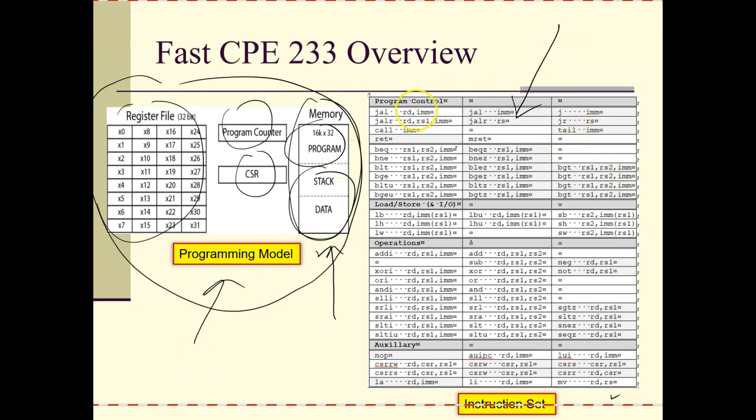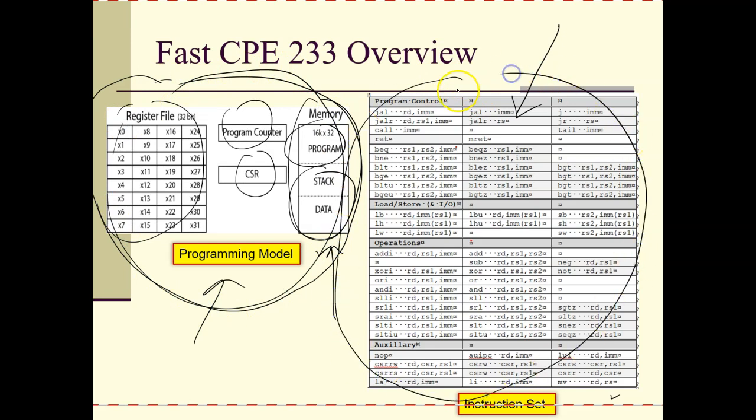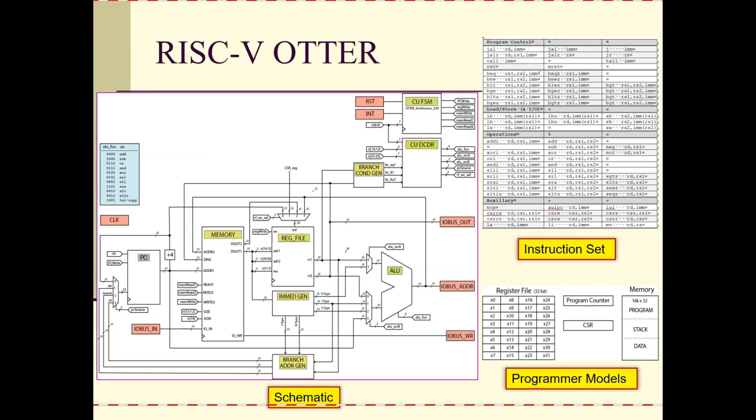Here's the instruction set. This is, I don't know, 40, 50 instructions. I forgot how many. But the important thing is the relationship between these two. This is the hardware the programmer can control. The programmer controls that hardware by issuing these instructions.